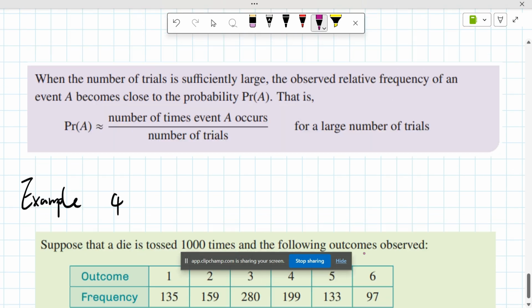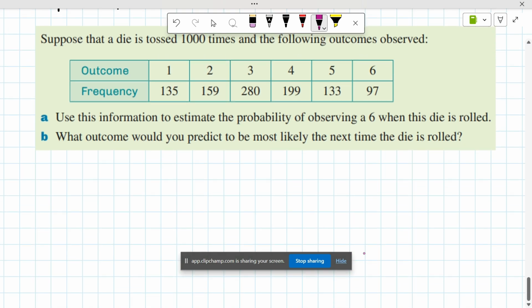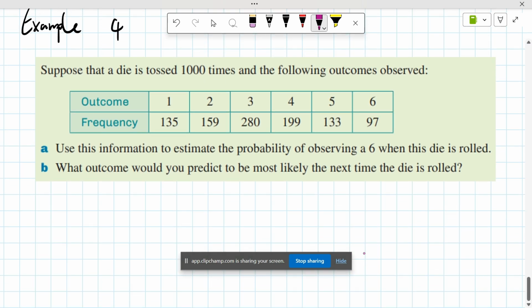And now I'm going to ask you to understand what the probability of data is. So we say number of times event A occurs divided by number of trials. What does that mean? This is the frequency, the probability of A. So in the question here, you had a large number of outcomes, 1,000 trials with the following outcomes.